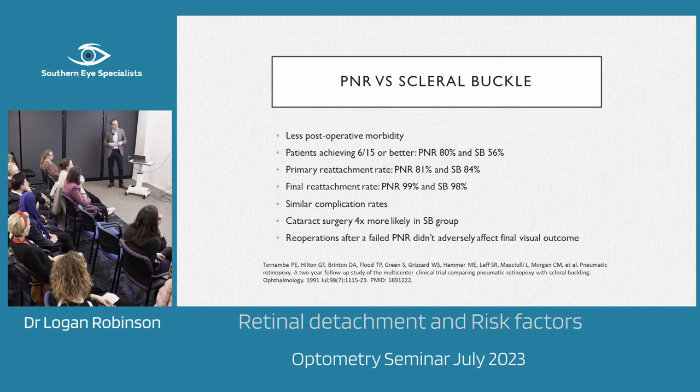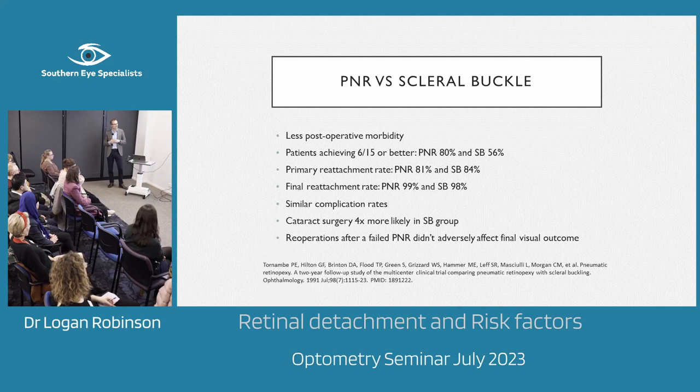Primary attachment means just after one procedure, so slightly better in scleral buckle, and probably that is true, but if you fail either procedure and then have another one, almost all patients get reattached regardless of what you did first. It says similar complications, but I can't really believe that because scleral buckle has far more complications. And even though scleral buckle is less likely to cause cataract than vitrectomy, it's still more cataract in the scleral buckle group than in the PNR group.